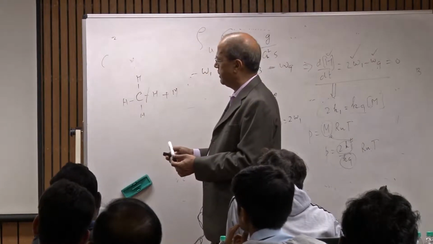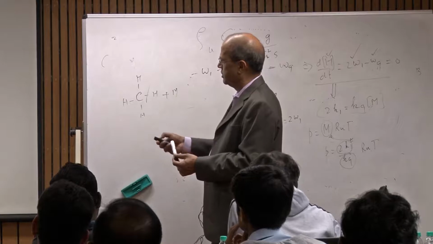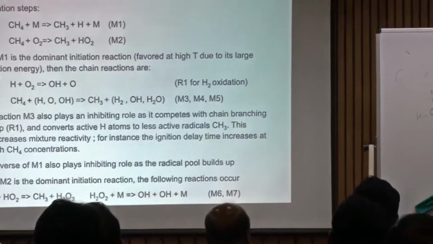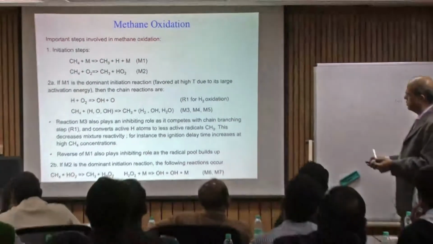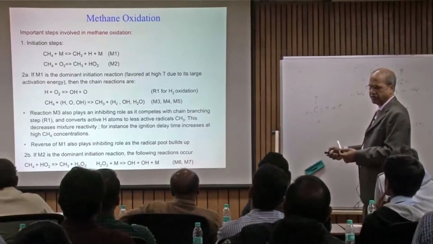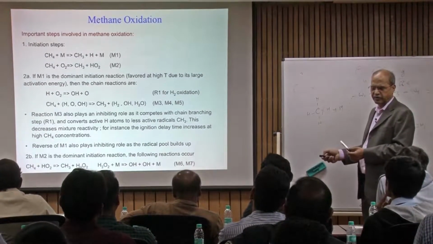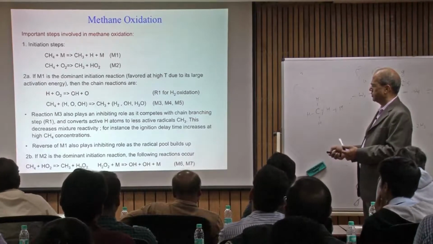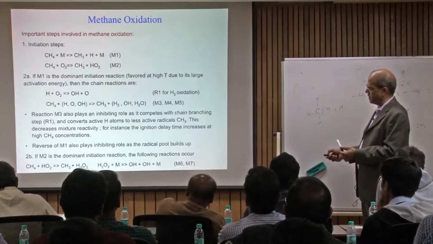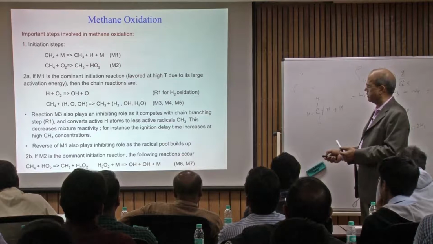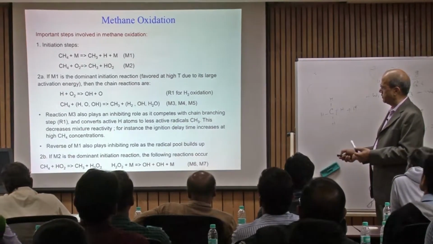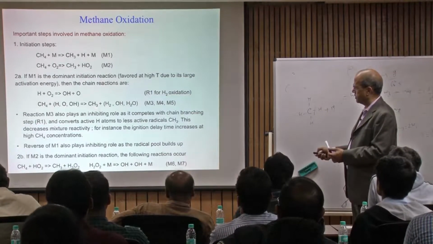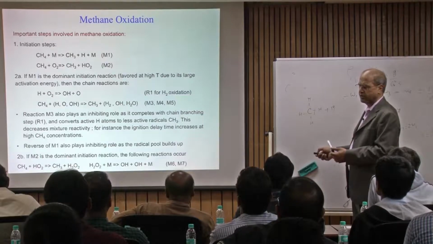If that is the main initiation reaction, then this H can react with O2 to produce OH and O. So again you see this reaction appearing, which we discussed for hydrogen. And now you have 3 radical species, H, OH, and O. All these 3 radical species can react with CH4. Correspondingly, H will produce CH3 plus H2, and O will react with CH4 and produce CH3 plus OH, and so on.